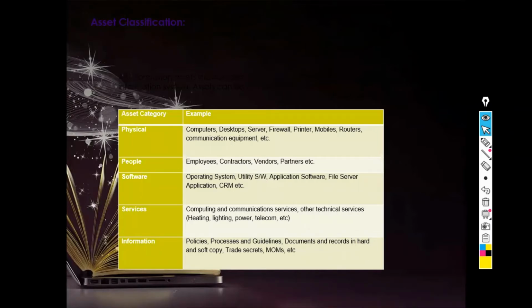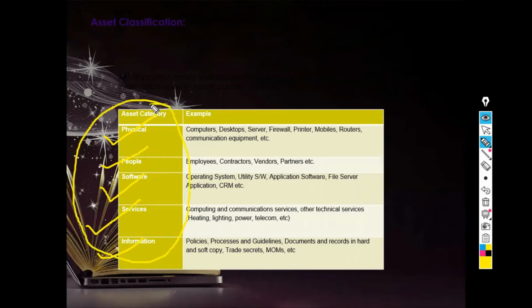First we need to identify the assets. Once we have identified our assets, then we need to go for the asset classification. What are the assets we have in the organization? This asset classification is given in ISO 27005. Our asset classification would be your physical assets, people related assets, software related assets, service related assets, and the information assets. This would be the overall category of assets.